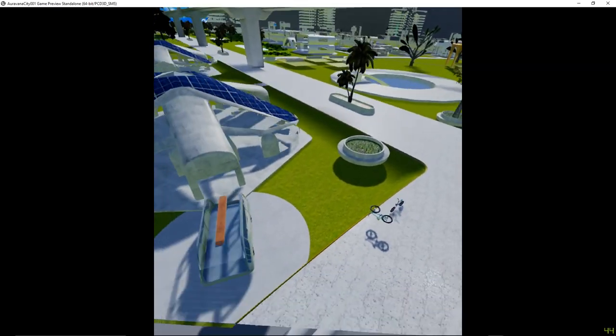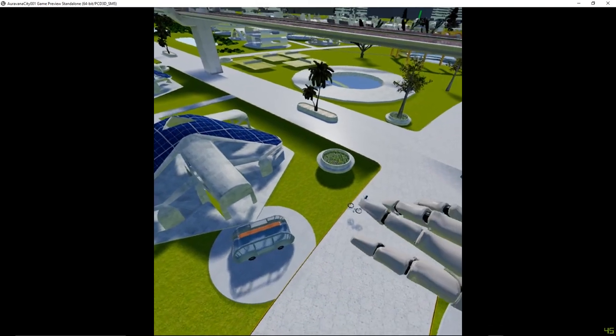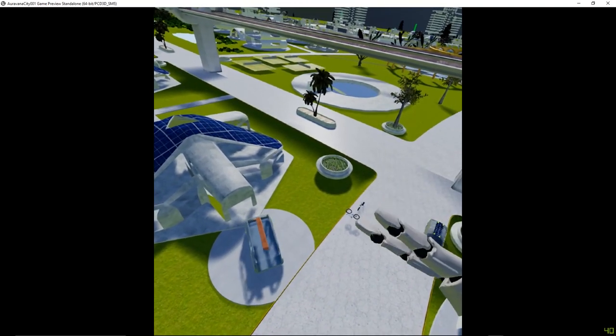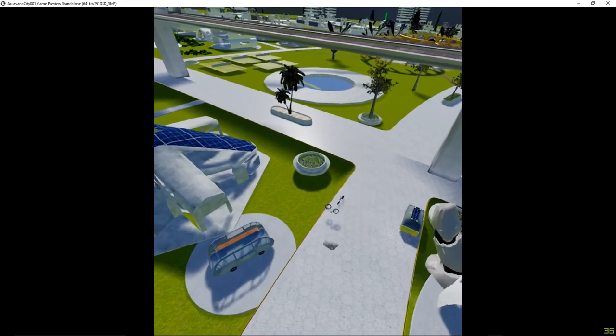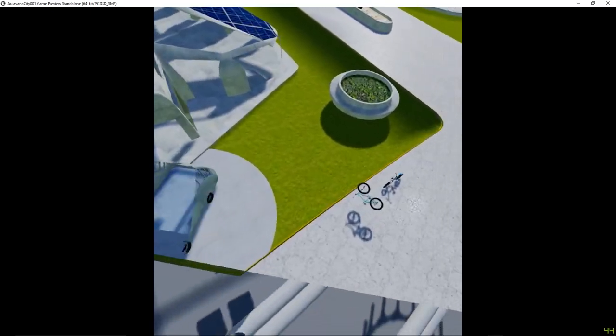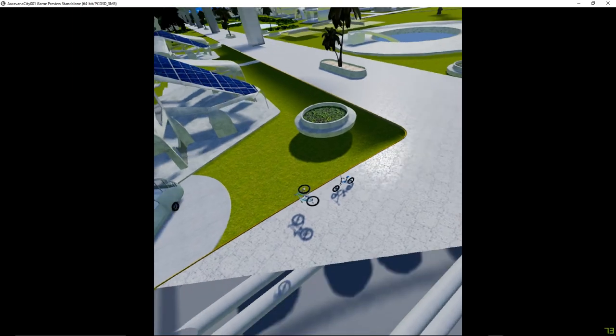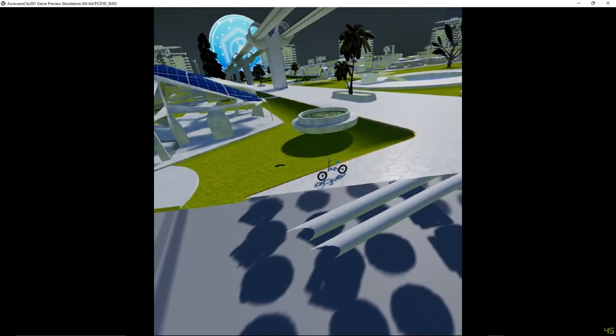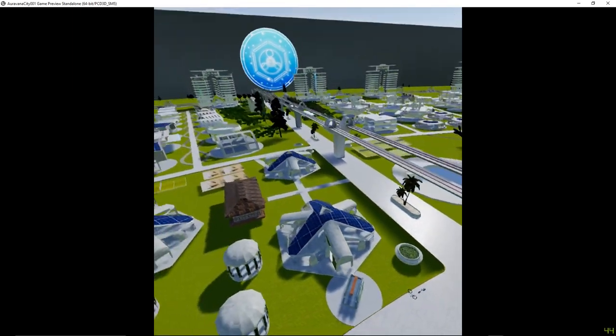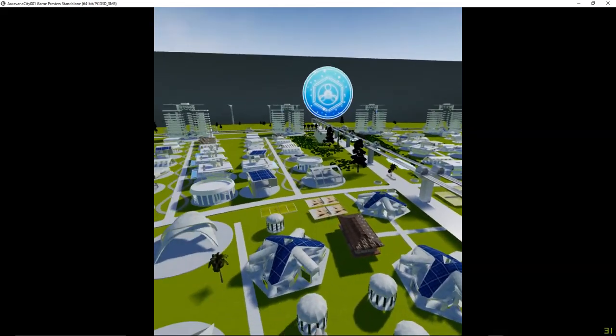There we go, I don't know if you can see that. The bicycles are also planar, so when I pick them up and try and put them down again, they're gonna turn on their side. So let me just show you, I don't know if you can see that, but there's one bicycle, and there is a second bicycle. Okay, so we're done with the recreational belt.